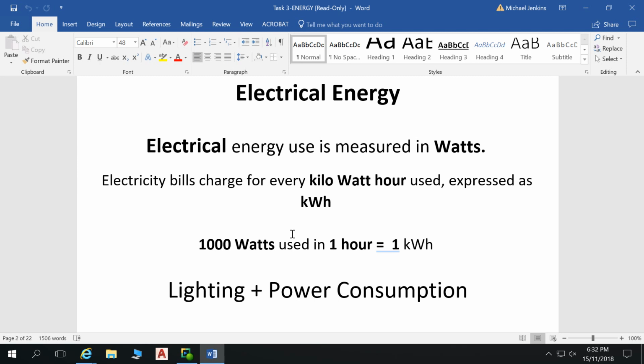Although it's expressed in watts, typically we're dealing with kilowatts, so thousands of watts. So 1,000 watts equals 1 kilowatt, and if we're using 1,000 watts for an hour, that's 1 kilowatt hour, and that's the unit that we get charged in for our electricity bills. We pay like 38 cents or so per kilowatt hour.